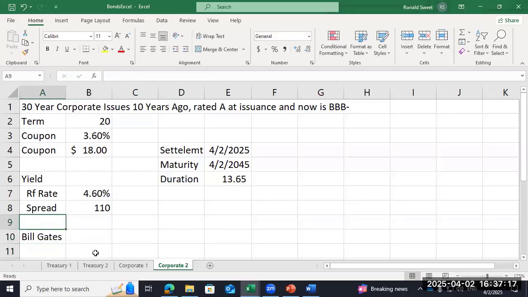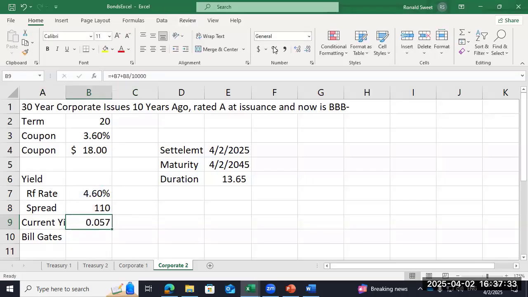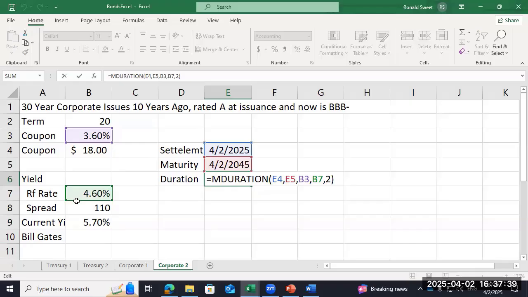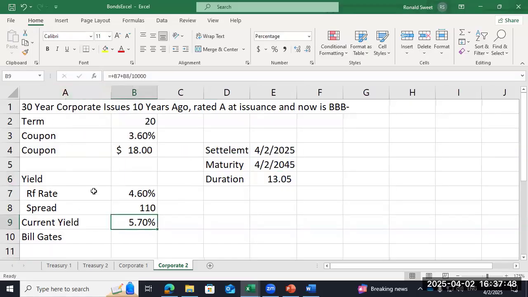We got to do the effective yield. Let's do the actual current yield. So we take the risk-free rate plus the spread, divide that by 10,000, you get 5.7%. Oh, I didn't do the yield correctly, did I? Sorry. That's just the risk-free rate. So I got to do the current yield. So the current yield is 507.